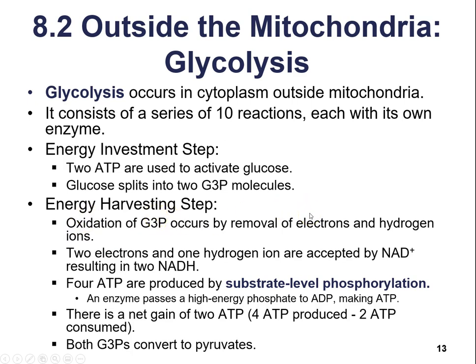Removal of hydrogen ions. And then what happens is basically these are accepted by the NAD plus and that produces those NADHs. Those NADHs then can go to the electron transport chain, right? And they're going to become important there because they're going to essentially generate more ATP down the line. All right, 4 ATP are produced in the energy harvesting step. So you put 2 in, you get 4 here, your net gain is 2 ATP. You should know that from glycolysis, you have a net gain of 2 ATP, okay?